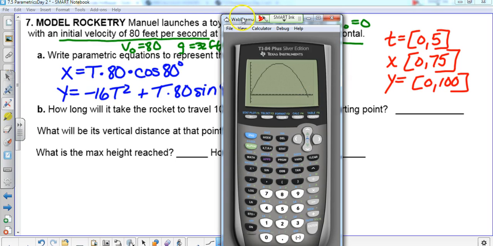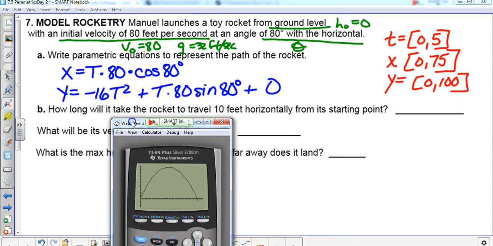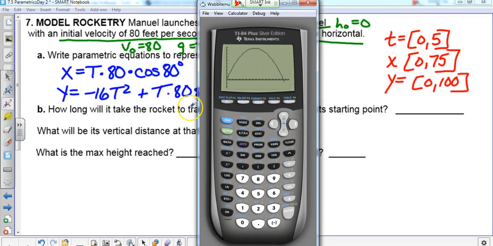All right, let's see if we can answer these questions. How long will it take the rocket to travel 10 feet horizontally? What does that mean? Horizontally is across. So x is 10. So I need to go trace forward in time until x is 10. Can you hit exactly x is 10? You can, probably. But it's somewhere between what?